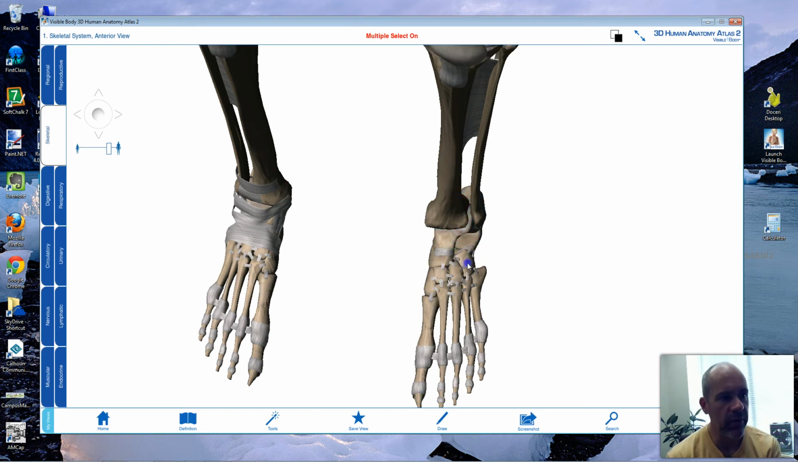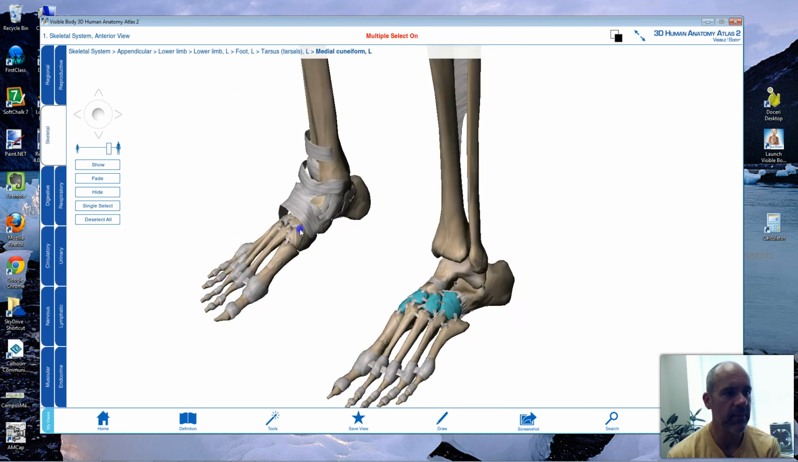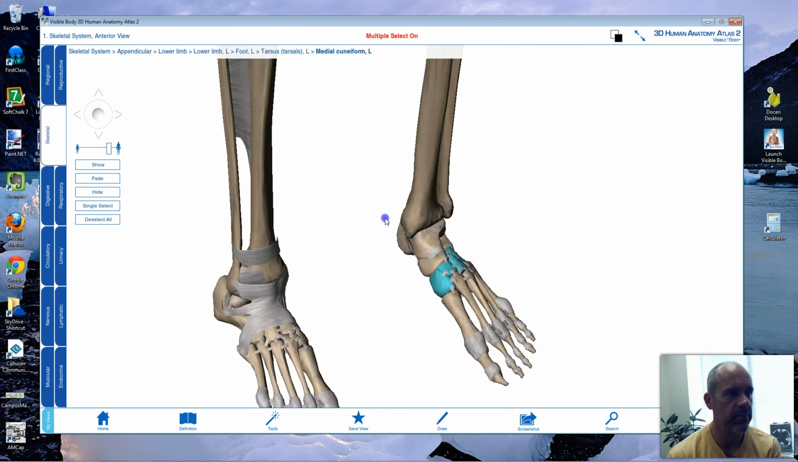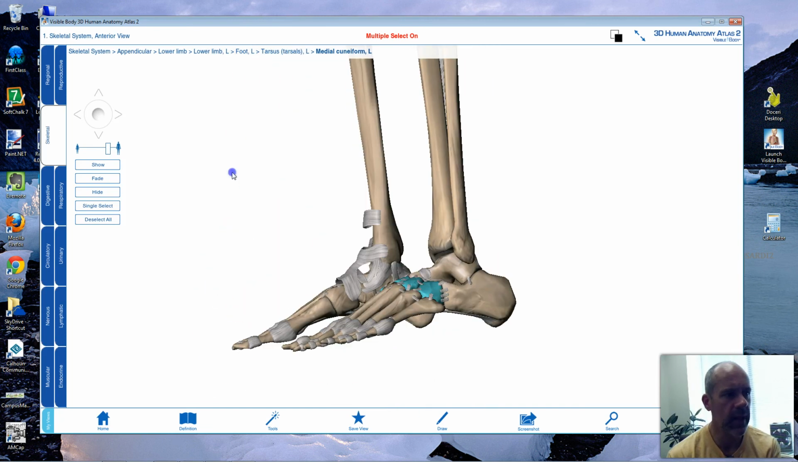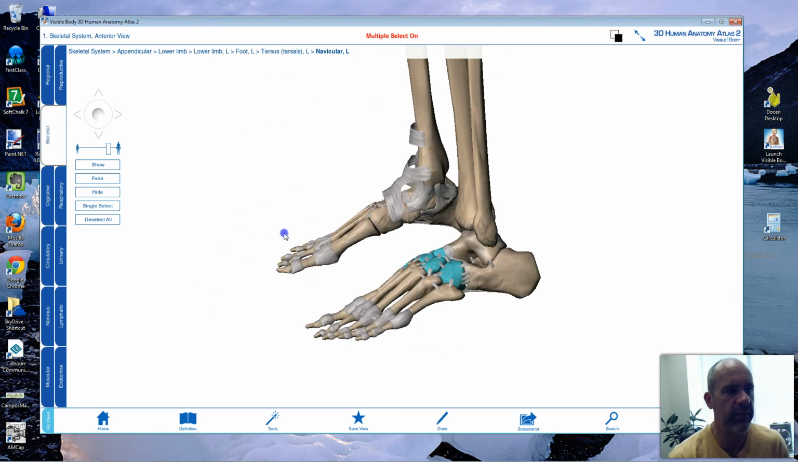And then the rest of them, we'll deselect those two. You have 5 more. So there's one, that one's called the cuboid, lateral cuneiform, intermediate cuneiform, medial cuneiform, and this one is the navicular. So 1, 2, 3, 4, 5. You don't have to know those other 5 names. You just have to know the calcaneus and the talus. So we'll deselect those.